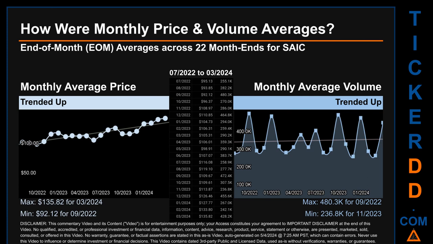The maximum end of month average price was $135.82 for 03-2024, while the minimum was $92.12 for 09-2022. Looking at volume, 09-2022 and 11-2023 respectively saw the highest and lowest monthly average volume at 480.3 thousand and 236.8 thousand.